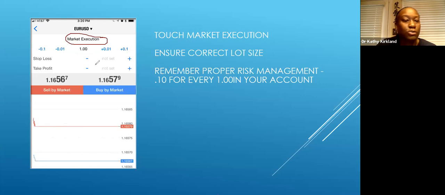Then you will make sure right here is what your lot size is. So make sure that this is the lot size that you want. Normally it defaults to the lot size that you had on the trade right before making this trade. But we're dealing with technology and it may try something different at any time. So make sure that you have the lot size that you want to use and that you're using proper risk management. Okay.